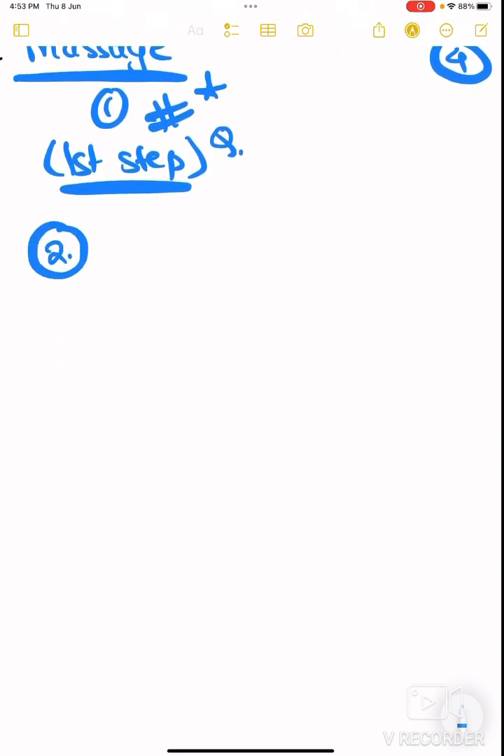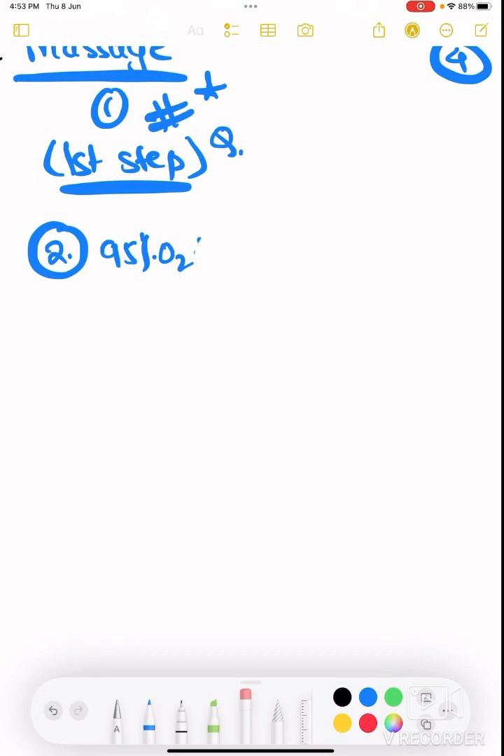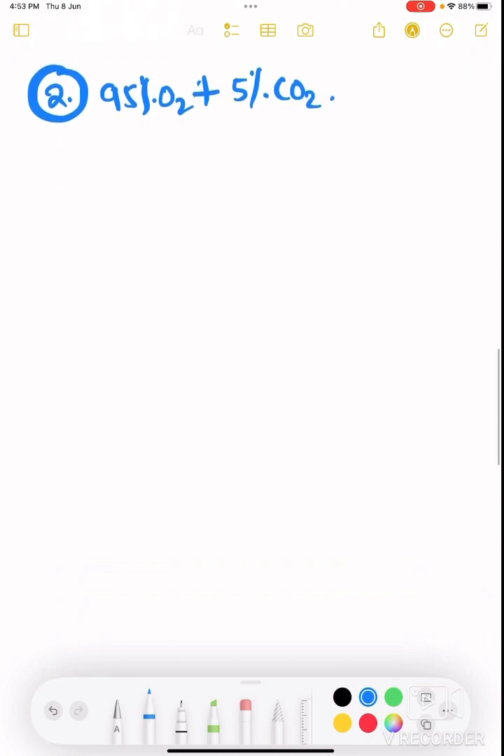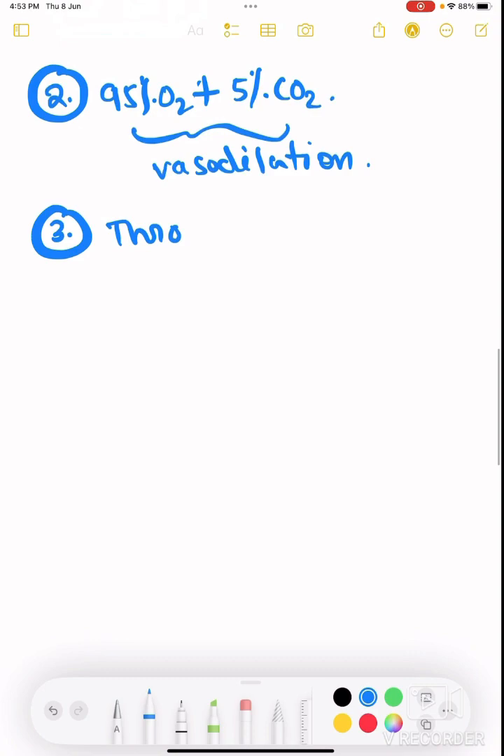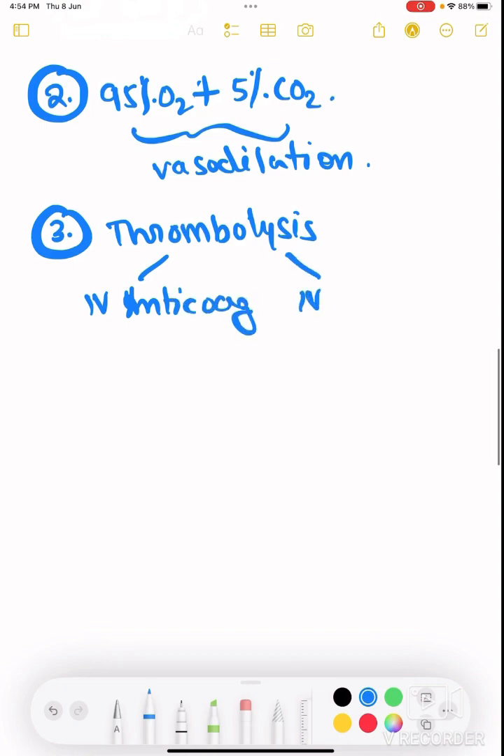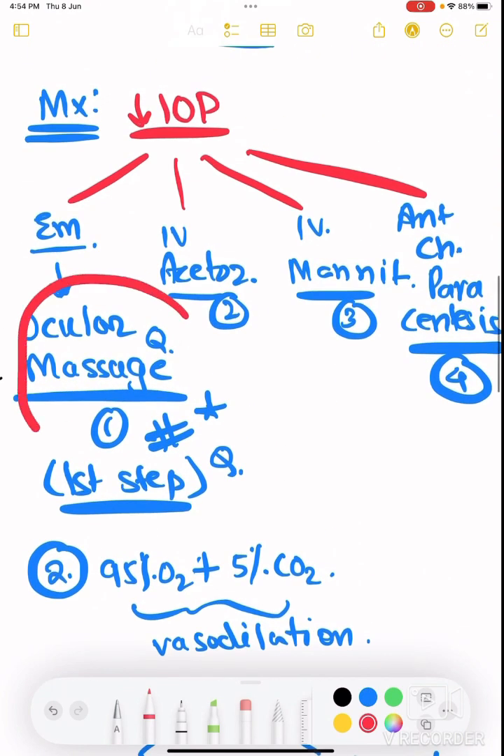Second, you can also give 95% oxygen plus 5% CO2 for its management. This actually causes vasodilation and it decreases the intraocular pressure. And lastly, thrombolysis can also be done by IV anticoagulants and IV steroids. In this whole management part, only ocular massage is important. Nothing else is asked in questions.